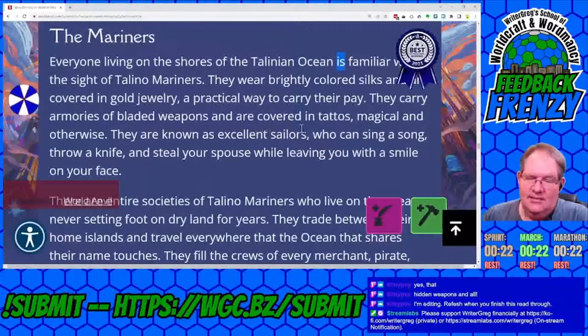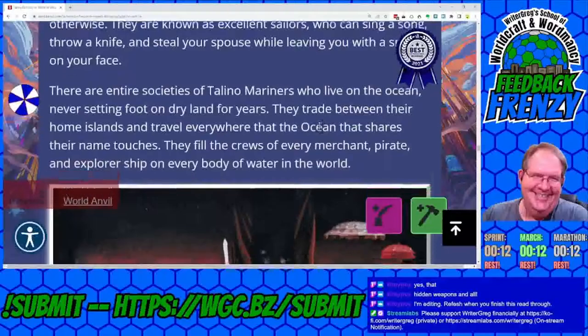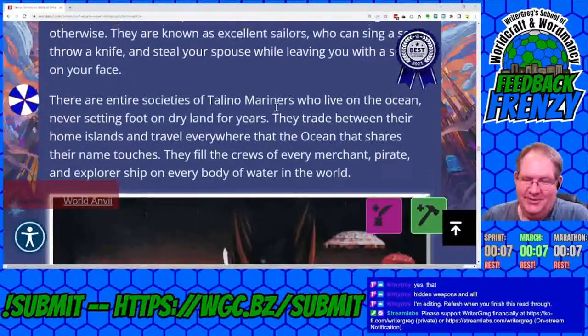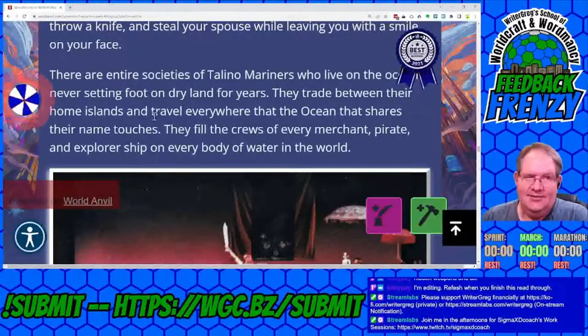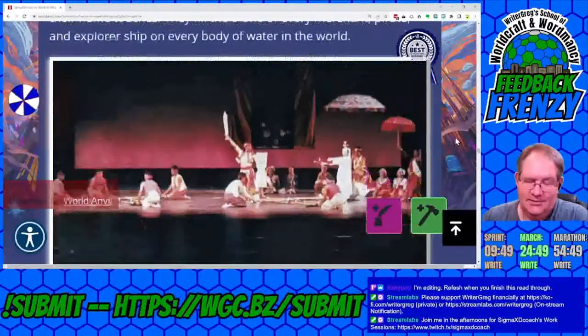They are known as excellent sailors who can sing a song, throw a knife, and steal your spouse while leaving you with a smile on your face. There are entire societies of Talino mariners who live on the ocean, never setting foot on dry land for years. They trade between their home islands and travel everywhere that the ocean that shares their name touches. They fill the crews of every merchant, pirate, and explorer ship on every body of water in the world.